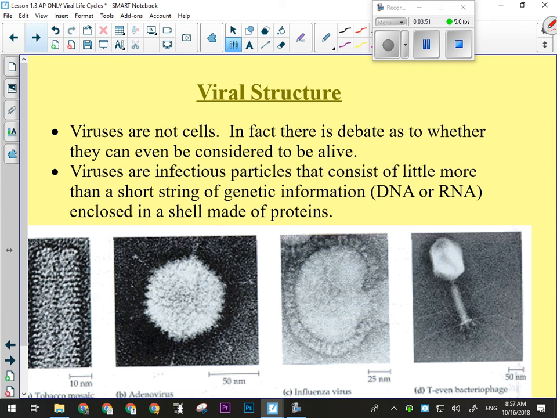But as you can see, they're all quite small. The tobacco mosaic virus is about 10 nanometers across. Okay, this one's a little more than 50 nanometers. This one's about 35, 40 nanometers. Okay, the bacteriophages are probably the biggest. Right.